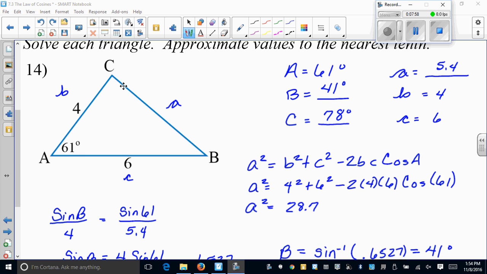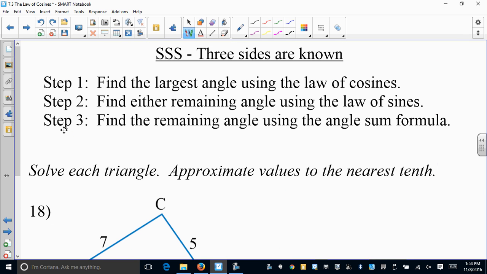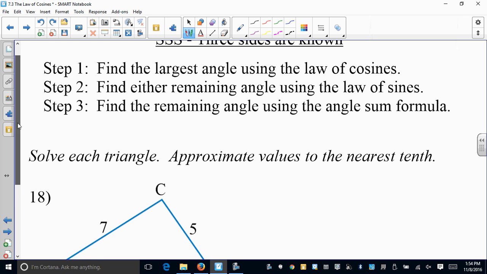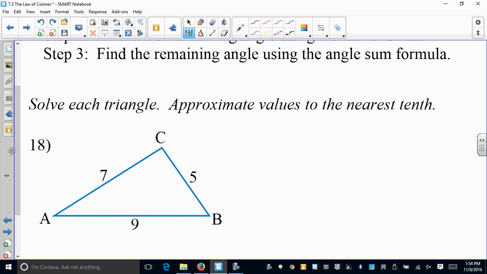So let's look at another one, the example where we have 3 sides. With 3 sides, they tell us to find the largest angle using the law of cosines. This will keep us away from, what kind of triangle do I have? Find either remaining angle using the law of sines, and then find the last one using the angle sum formula. Now on your cream sheet of paper, you have all of the law of cosines and sines on it, and the different versions of it. So in class, we'll talk a little bit about what you have and how to approach them.